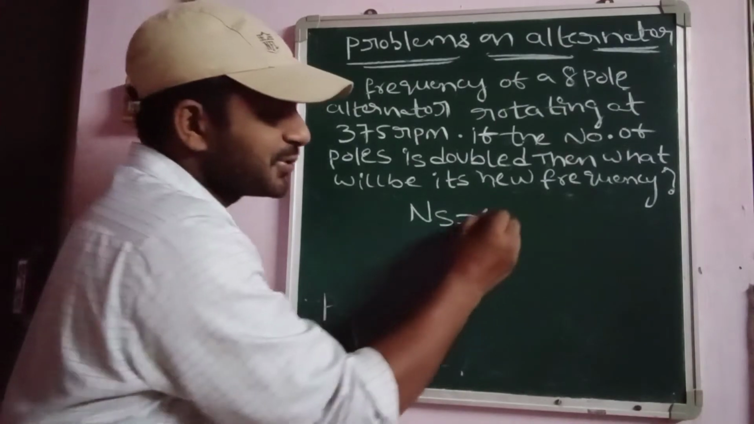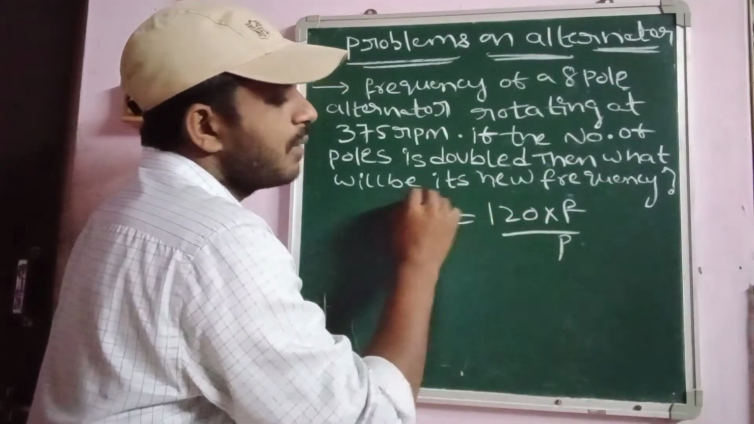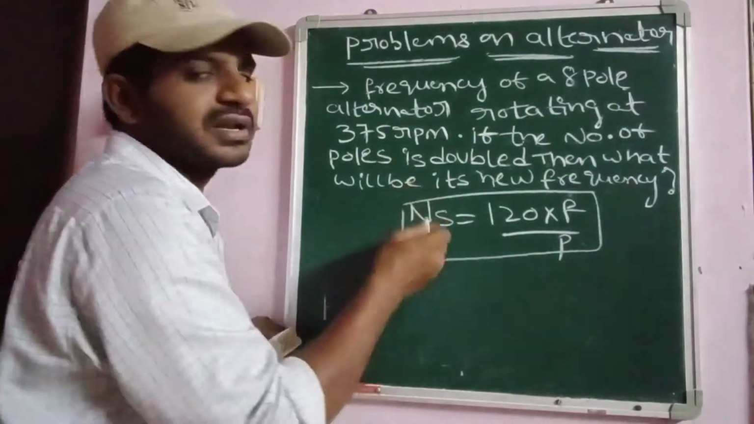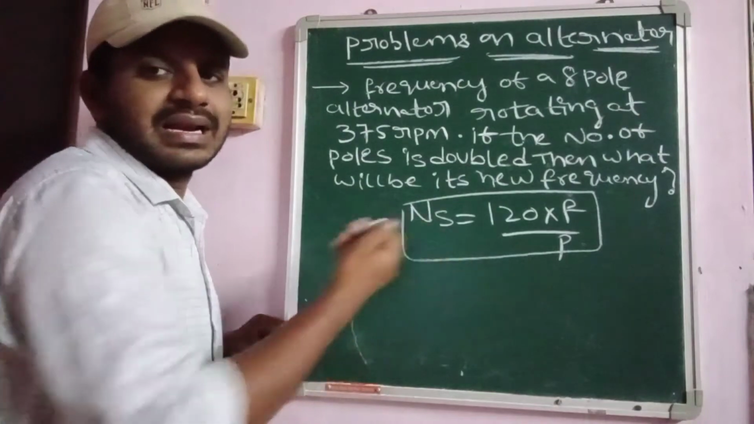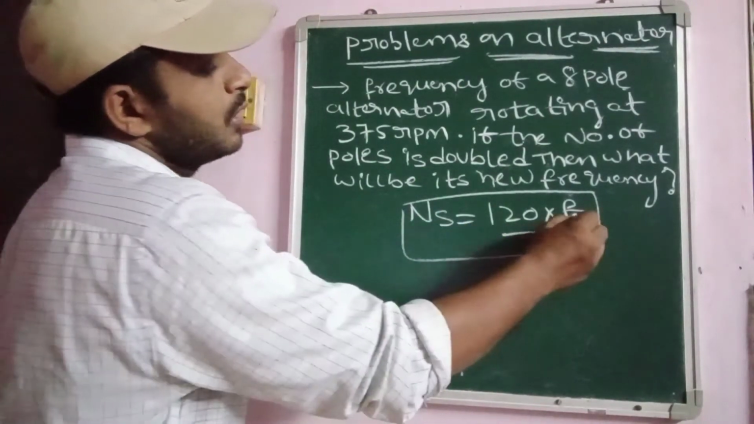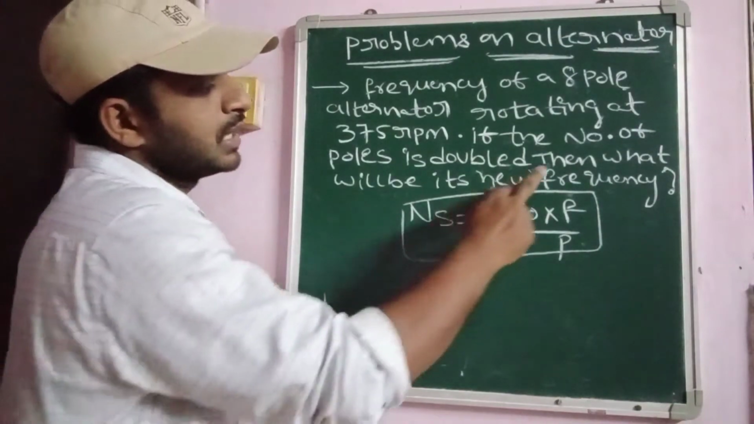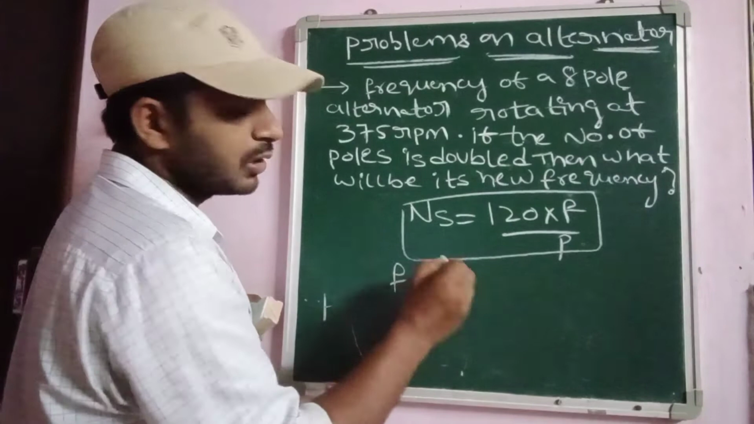Ns is equal to 120 f by p. This is the formula for the synchronous speed of the synchronous generator, also called an alternator. So here we simply have to calculate the frequency, because we need to determine the frequency from the given question.